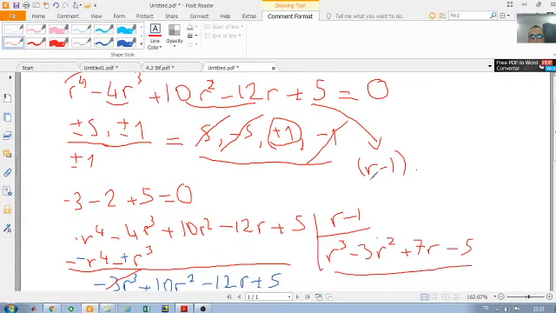Therefore we write this as the multiplication of the terms r minus 1 times r cubed minus 3r squared plus 7r minus 5. Okay.